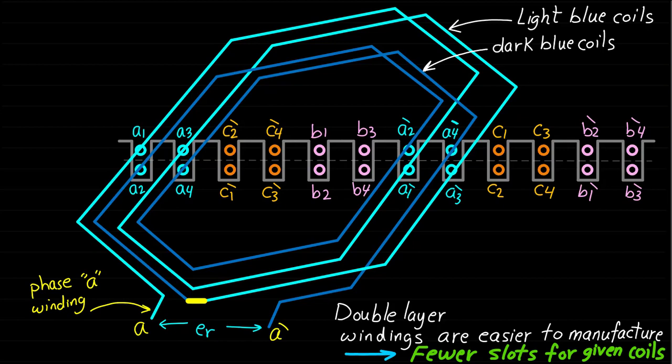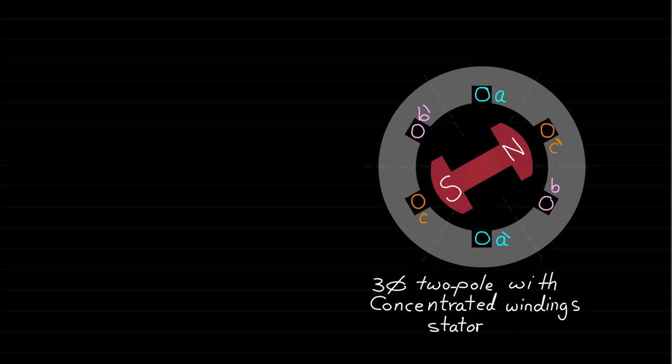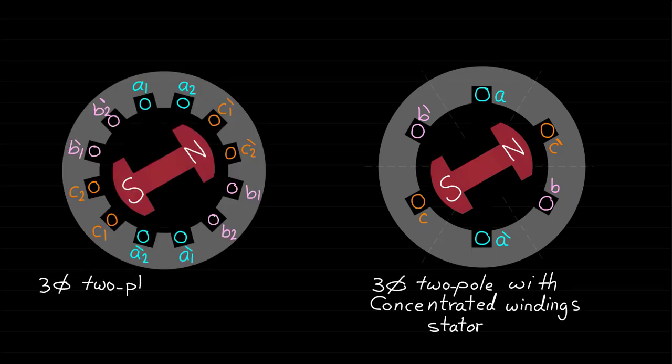Before ending this lecture, we would like to explain one more point. This figure shows a 3-phase 2-pole machine with a concentrated winding stator. This figure shows a 3-phase 2-pole machine with a distributed winding stator. Obviously, the distributed winding machine has more slots compared with the concentrated winding machine.